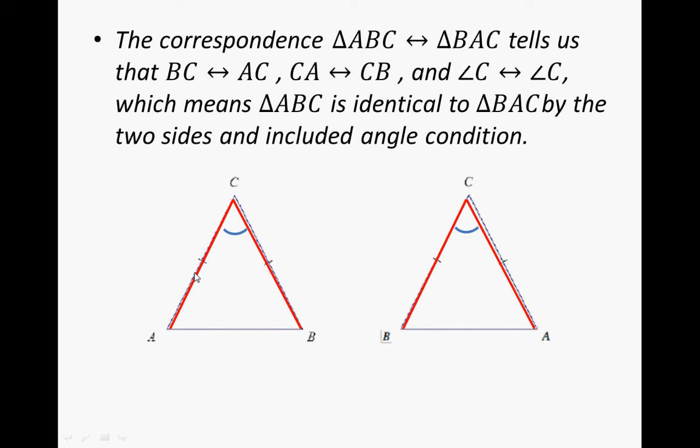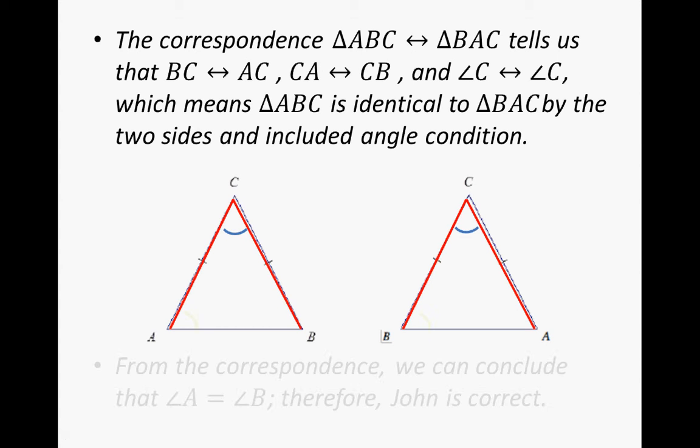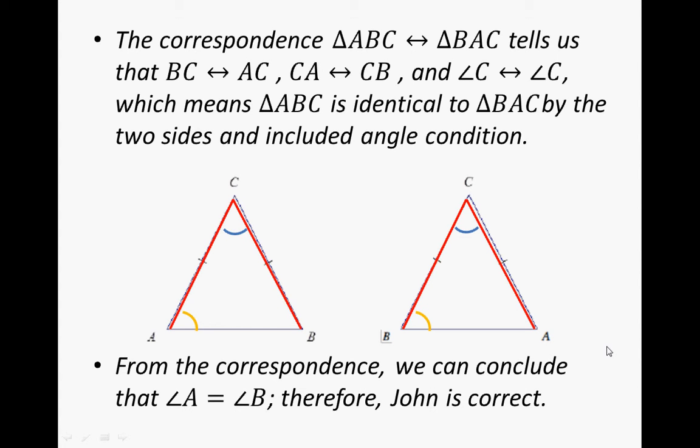Since we've already made the distinction that these sides are equal on both triangles and the included angle, that means both triangles are identical. So from the correspondence, we can conclude that angle A corresponds with angle B on this triangle. They have to be equal also, and therefore John is correct.